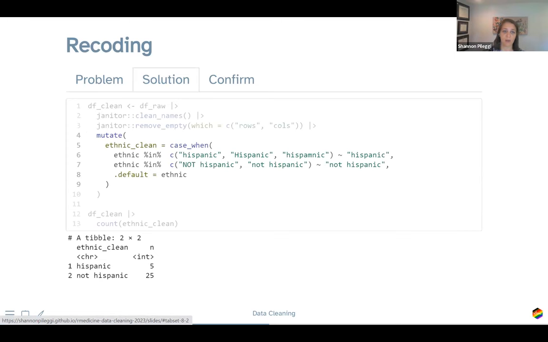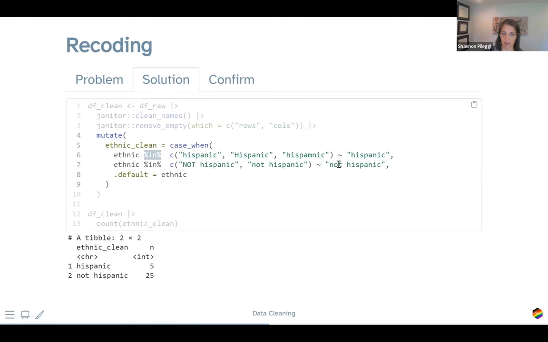So in this case, I'm creating a new variable called ethnic clean, a cleaned version of the ethnic variable, by using a case when statement. What we're doing is laying out specific conditions on each row for recoding variables. We're going to read this as: when the original variable ethnic takes on one of these 3 values. The %in% operator says it has to be in one of these 3 values exactly. So if it's lowercase Hispanic, uppercase Hispanic, or this misspelled version of Hispanic, we're going to recode that to be Hispanic. If the ethnic variable is in either of the 2 ways we can specify not Hispanic, we're going to recode that as not Hispanic.